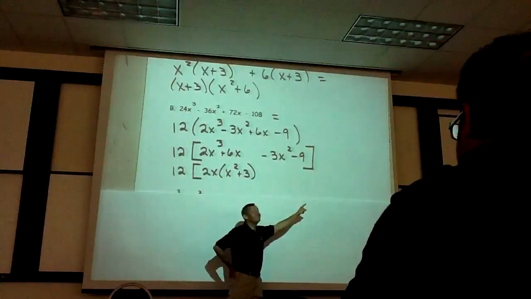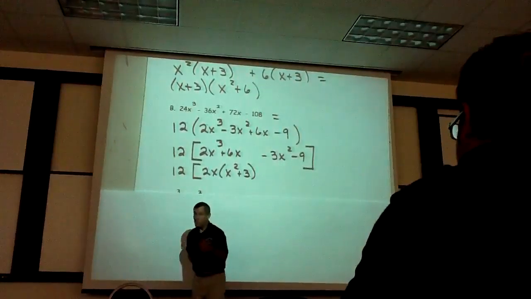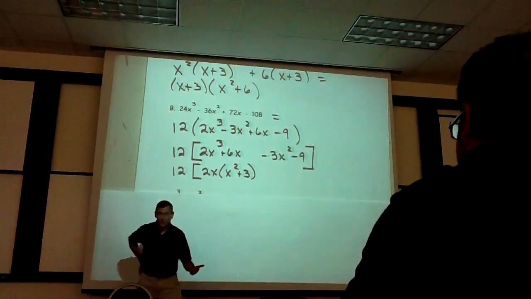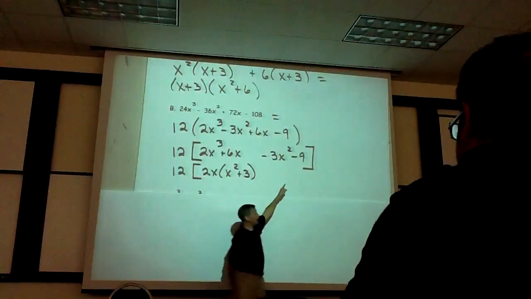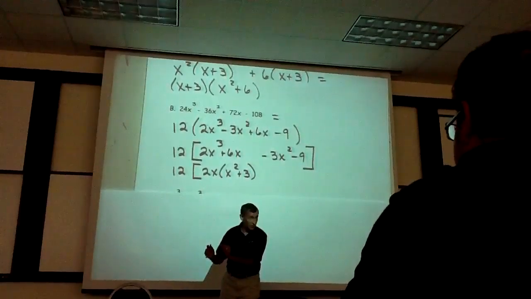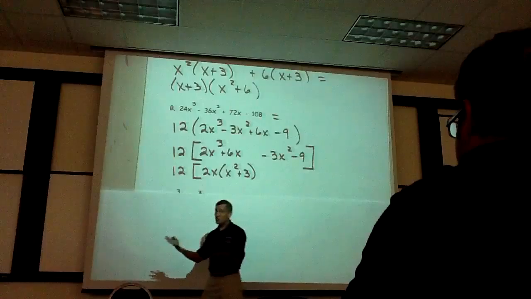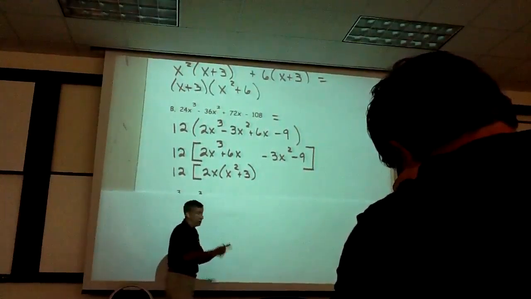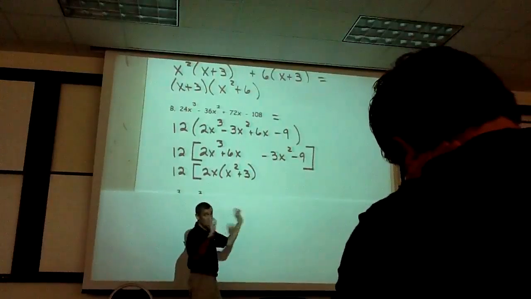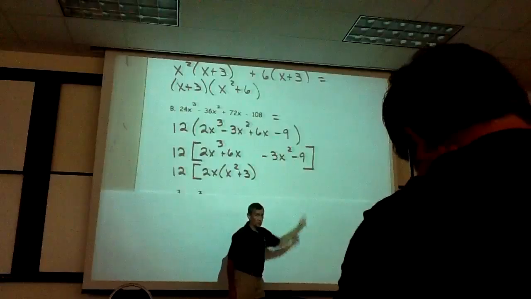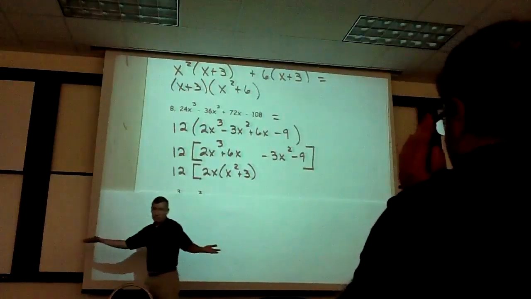X squared plus 3. Better. We better get x squared plus 3 or we got nowhere else to go. Right? It's only because we get x squared plus 3 again that we can take out the common x squared plus 3. So I should be working smart as well as hard, right? Because x squared plus 3, that's a help. But if I don't get another x squared plus 3, I'm finished.